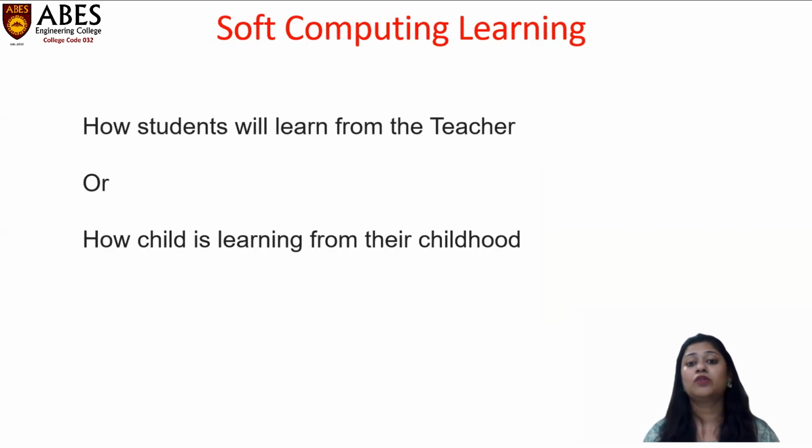If I'm talking about how soft computing learning works, in the previous slide I already told you that the human mind is my role model. So if the human mind is the role model, then how does soft computing learning work? I'm just telling you the basic concept of where the learning comes from. First I will take the example of how students learn from a teacher. Whenever a teacher comes into the class, either they give some questions to the students and discuss the answer on that basis.